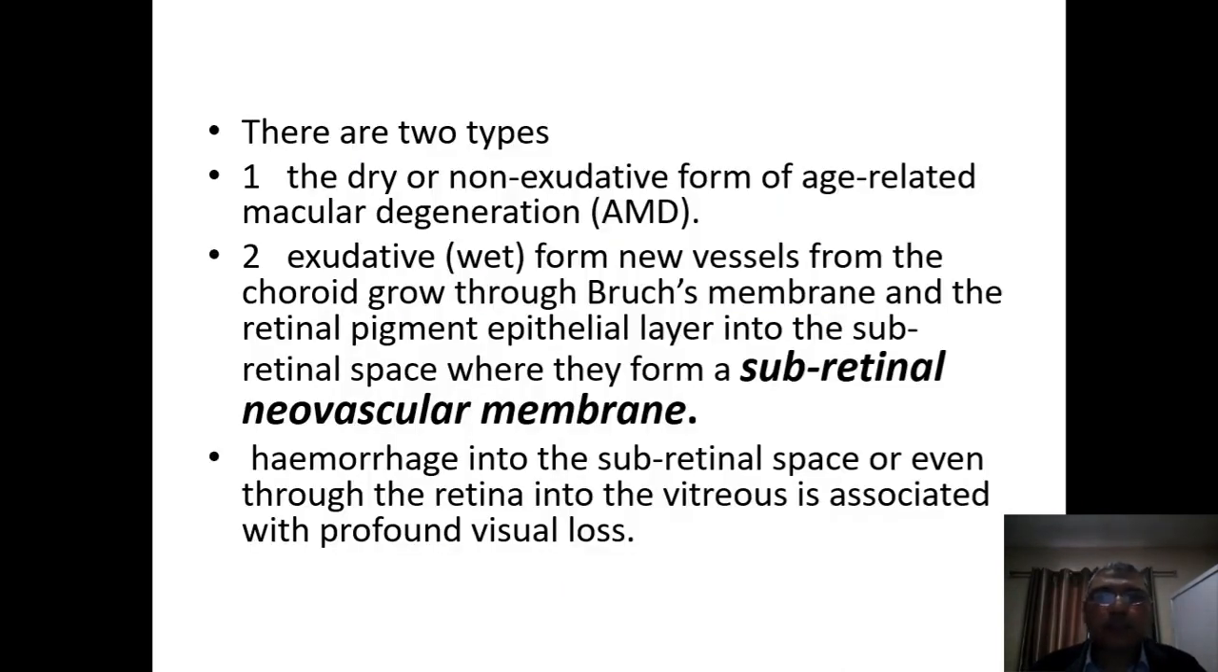There are two types of age-related macular degeneration: the dry type, where there is no exudation, and the exudative or wet type, where there is development of new vessels from the choroid under the Bruch's membrane and retinal pigment epithelium. This is called subretinal neovascular membrane, and this membrane will leak fluid under the retina, and also it may rupture, resulting in hemorrhage, subretinal hemorrhage, intraretinal hemorrhage, and it may even produce vitreous hemorrhage.